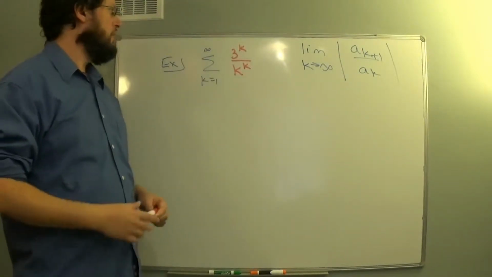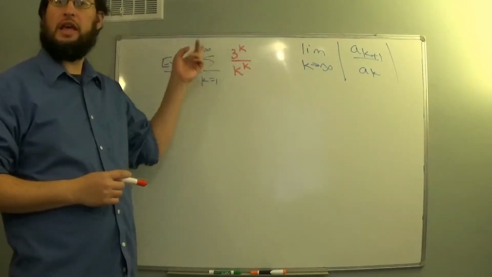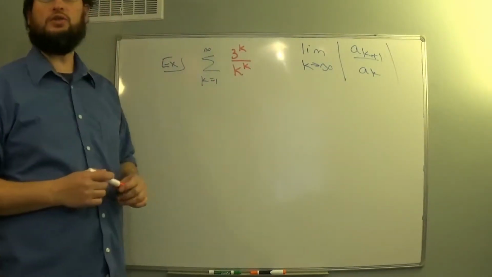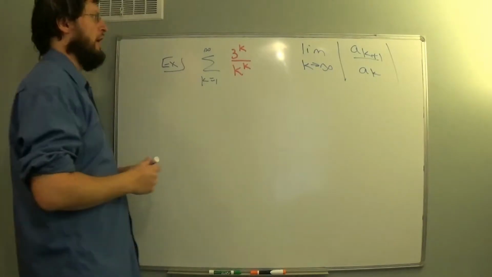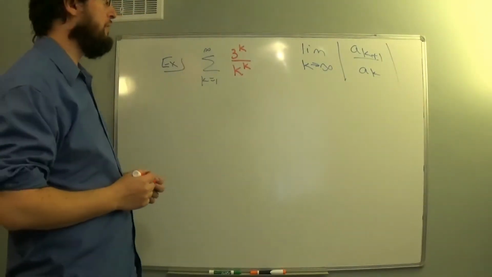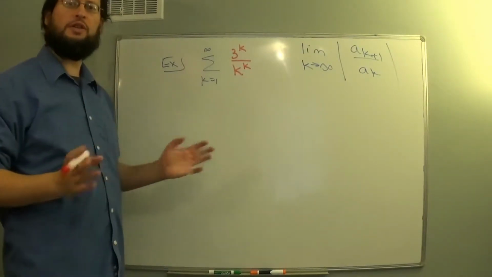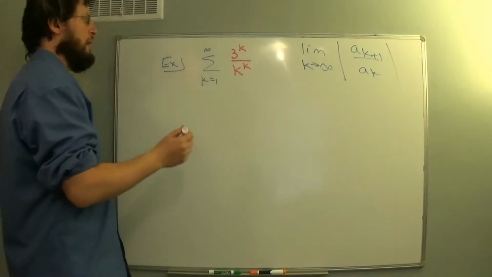In this example, we will determine the convergence or divergence of the series 3 to the k over k to the k using the ratio test. So as always, we'll start by calculating the limit of the absolute value of a_{k+1} over a_k as k goes to infinity. Again, the absolute value doesn't matter here because everything is positive.